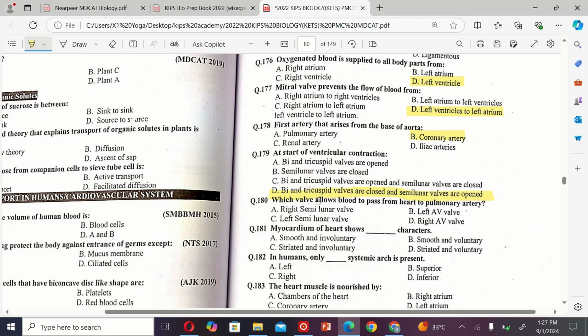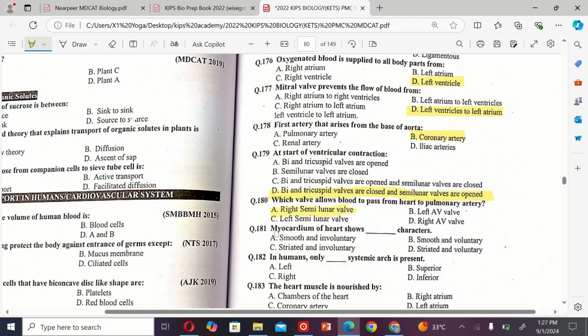The next MCQ is: which valve allows blood to pass from the heart to the pulmonary artery? A. Right semilunar valve, B. Left tricuspid valve, C. Left semilunar valve, and D. Right tricuspid valve. So the correct option is A.